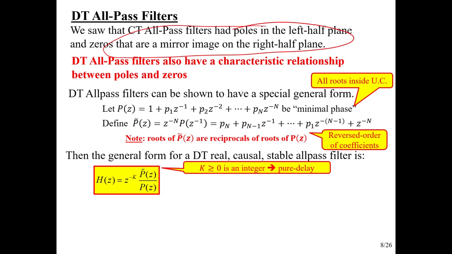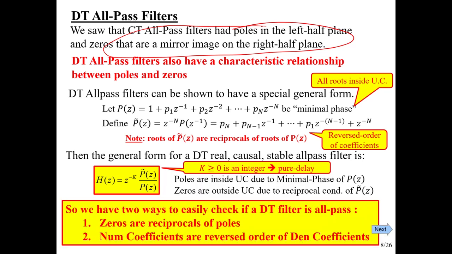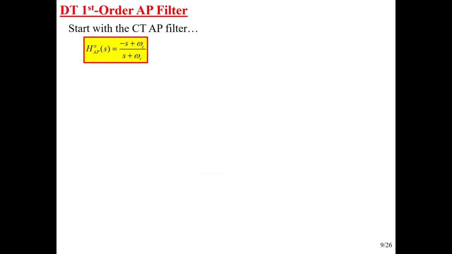So we had for continuous time a mirror image across the j omega axis. Well, the unit circle for discrete time is playing the role of the j omega axis. And so we can't have a mirror image across it. We have reciprocal across it. So that's the idea. So two ways to check: look for the characteristic nature of the coefficients, where numerators are the reversed order of denominators, or just look to see if the zeros are reciprocals of the poles.